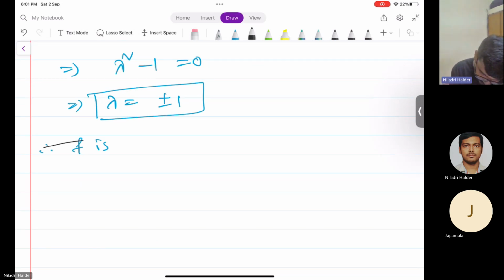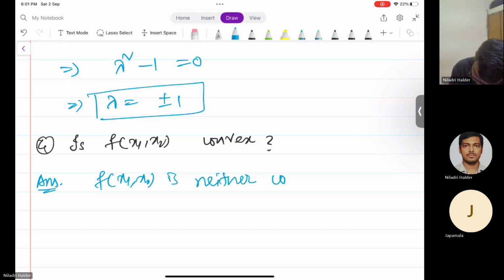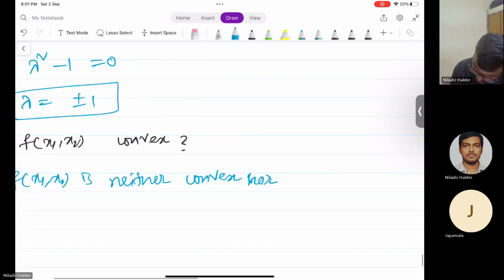So the next question is: is f of x1 comma x2 convex? The answer is that f of x1 comma x2 is neither convex nor concave.